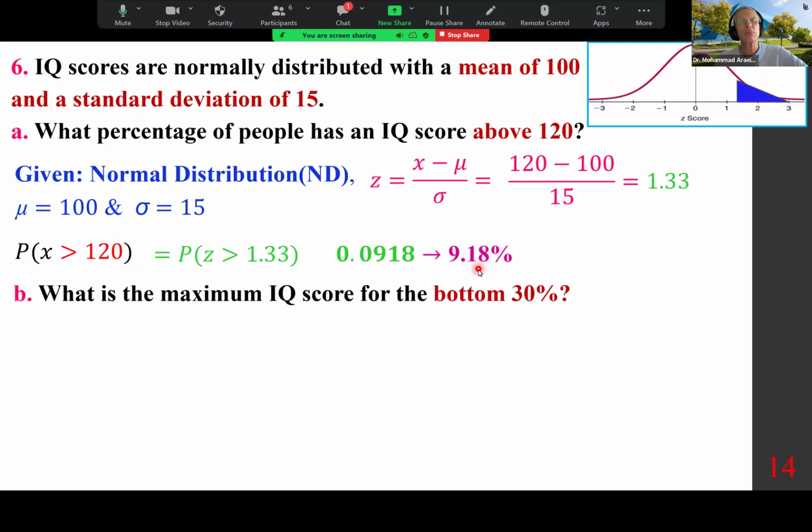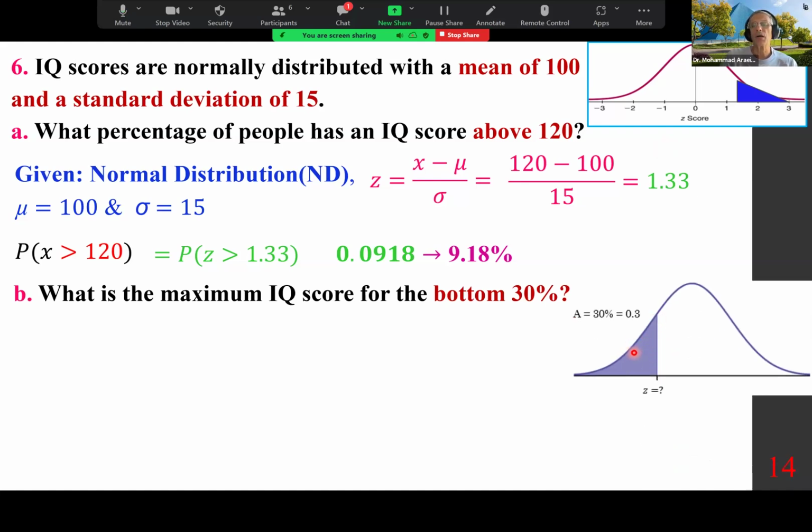What is the maximum IQ score for the bottom 30%? So we need to understand the concept. For this graph, they want the bottom 30%. So this is the bottom 30%. The area to the left is 0.3. We need the Z-score. So you look up the Z-score either from the graph, the table, or you use technology, either way. So from the Z table, it's somewhere between the two numbers.